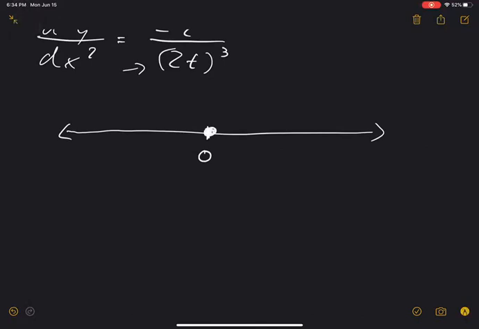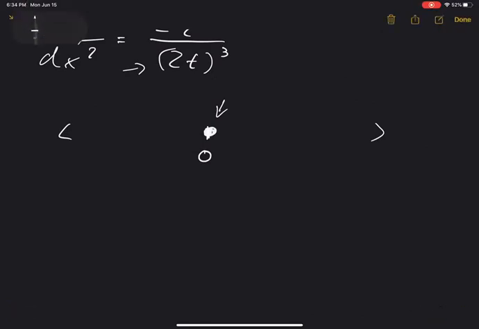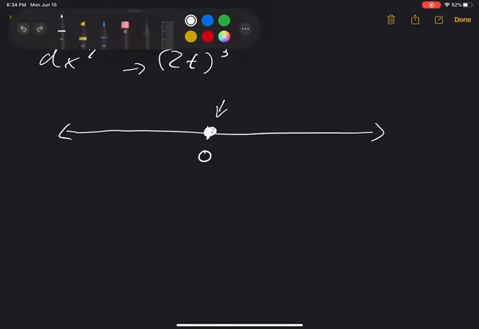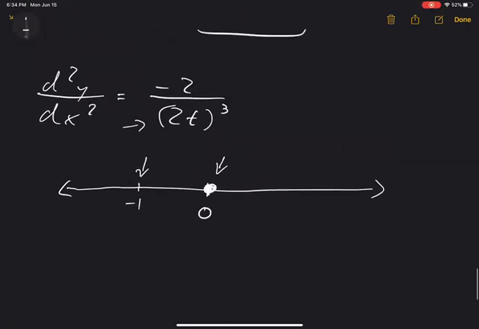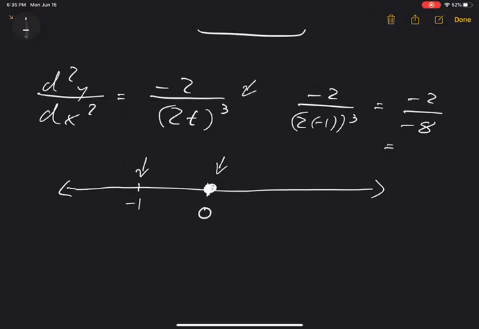So I graph this point on my number line, and then I test each side. I'm going to pick a random number in this left piece. Let's say I pick the number -1 and plug it into my second derivative. When I plug in -1, I get -2 over 2 times (-1) to the power 3, which gives me -2 over -8. And that's a positive number.